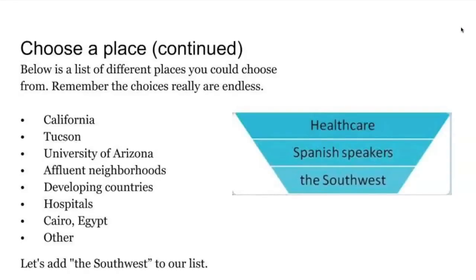Choose a place. Below is a list of different places you could choose from. Remember, the choices are really endless. California, Tucson, University of Arizona, affluent neighborhoods, developing countries, hospitals, Cairo, Egypt. Let's add the Southwest to our list.